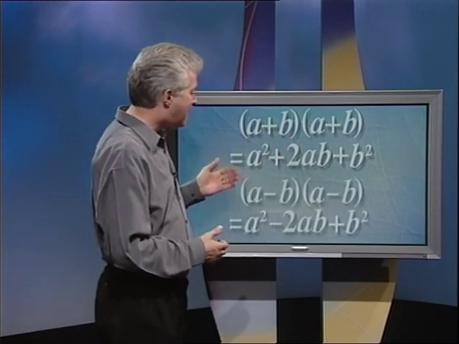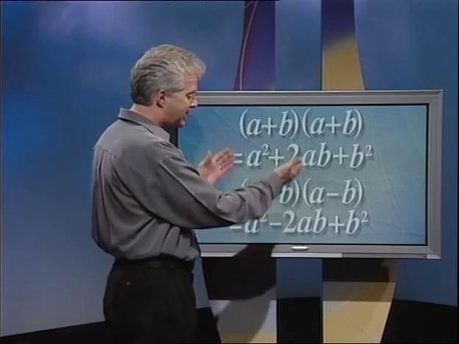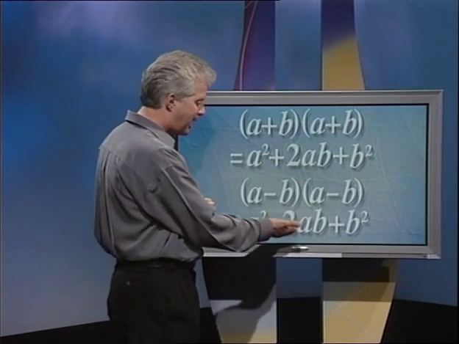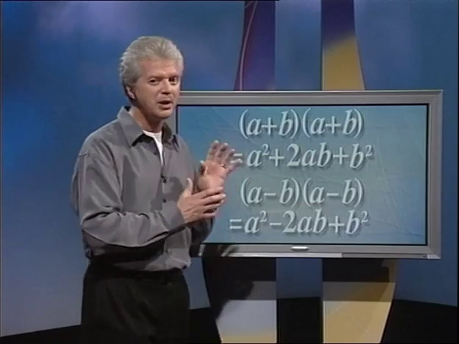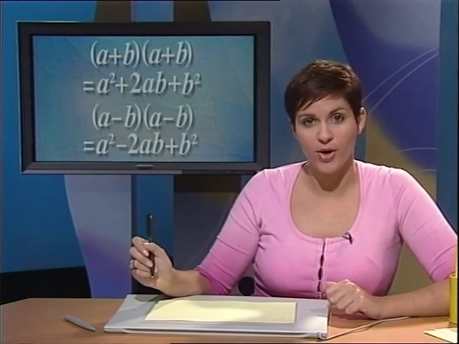Now what if we had a minus b times a minus b? Well, in that case, the expression is basically the same with a negative sign at the middle term. A squared minus 2ab plus b squared. And these are really important expressions to attempt to remember. Right, I'll use that now to expand the left-hand side of my equation.